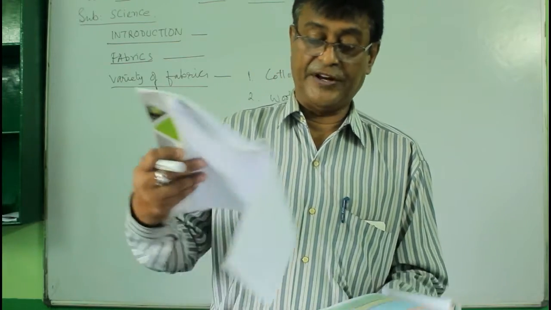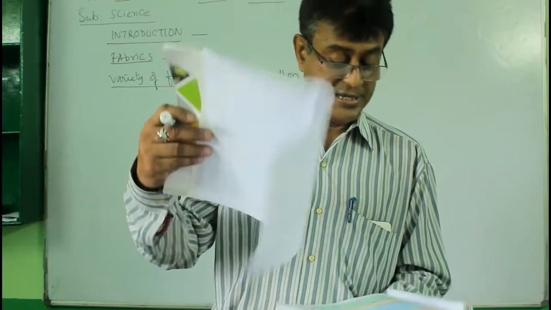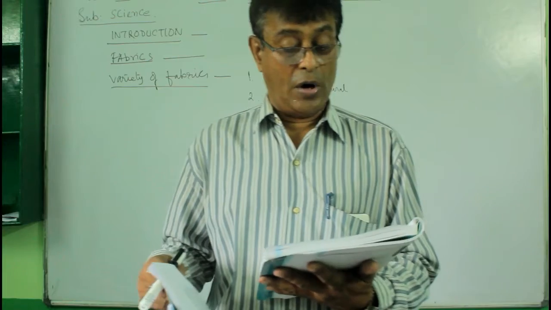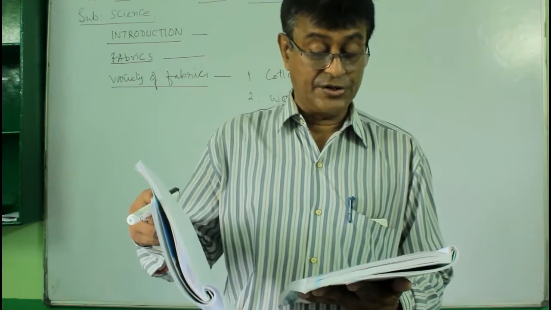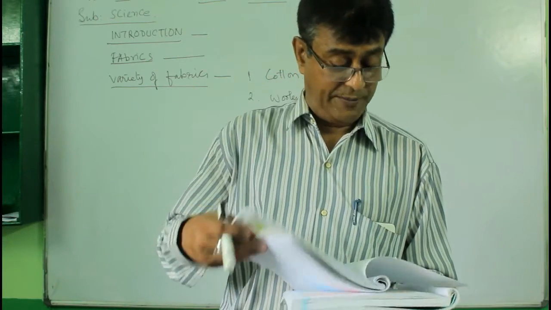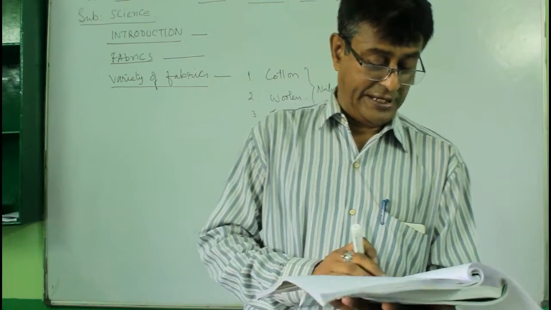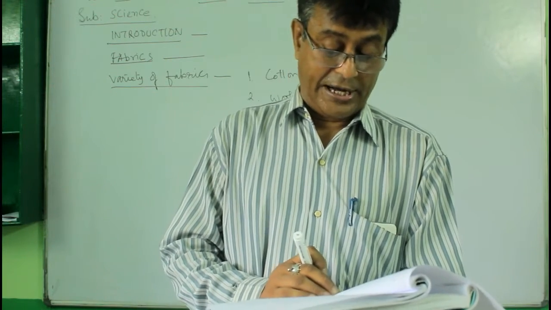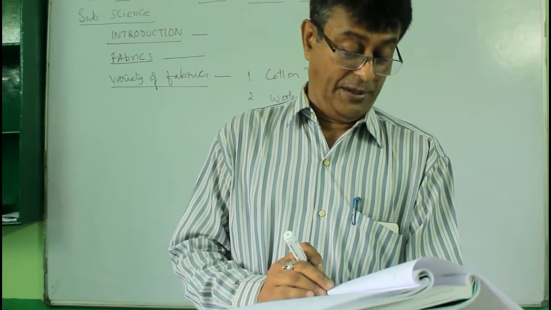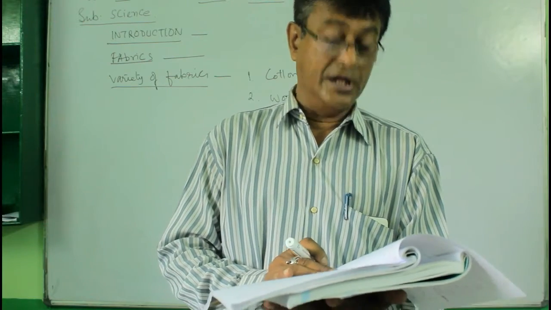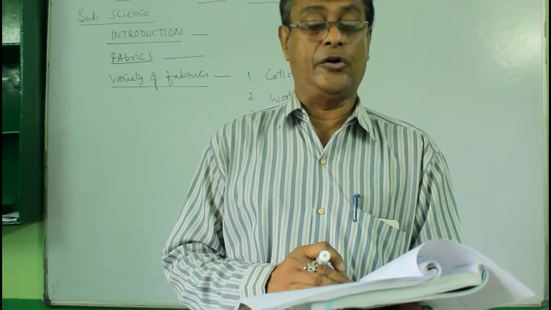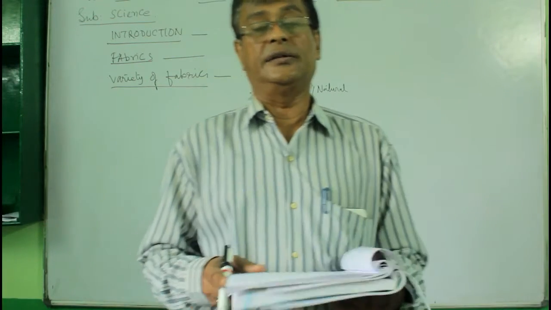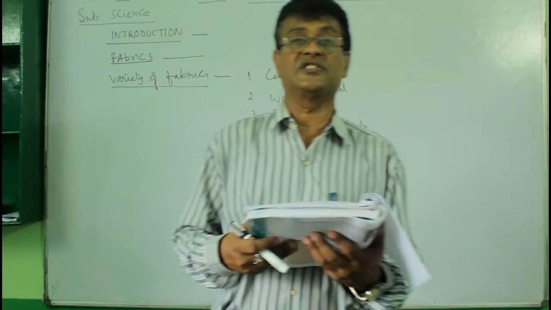Question number 15 says, what are the two types of fibers? Give two examples of each type. There are two types of fibers. One are natural fibers like cotton, silk. These are the example. And the other one is synthetic fiber. The example is rayon and nylon. I am telling you again that rayon is known as the artificial silk.